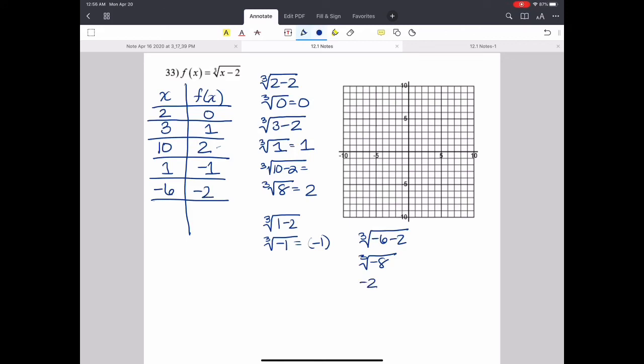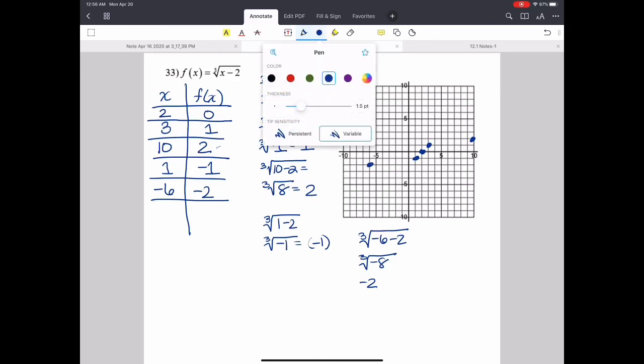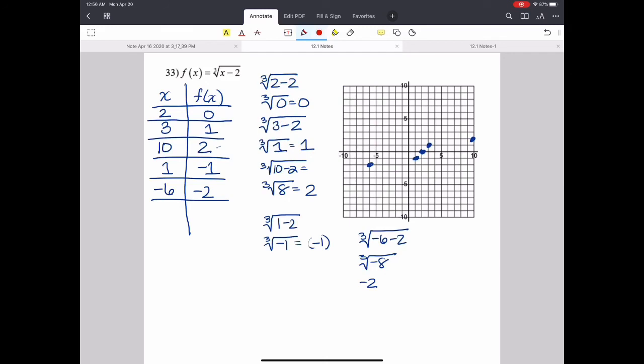So now we have a fair amount of points that we can use to graph. So 2, 0 is going to be right there. 3, 1 is right there. 10, 2 is right there. 1, negative 1 is right there. And then negative 6, negative 2 is right there. And you can kind of get a general idea of what it's going to look like as a shift.